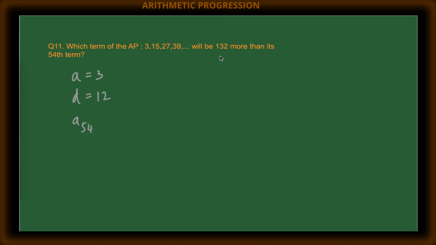Okay, so the question here is, it says the A54 term plus 132, we get x. So this x, which term does it belong to in this arithmetic progression? First we need to solve for this x. Once we get the value of x, then we need to find at which position or term it belongs. So this is what we need to find.